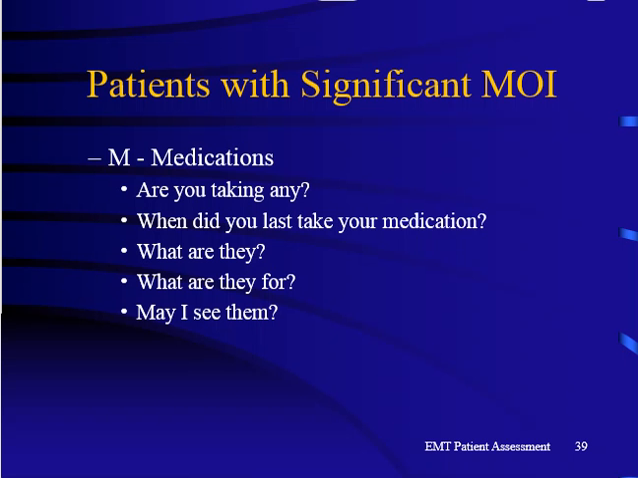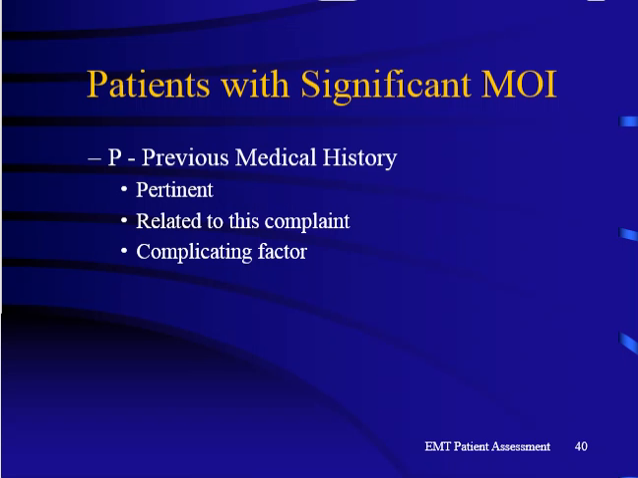Maybe they have a prescription for a narcotic or something that's making them a little woozy. Maybe they took some sleeping medicine, so you want to make sure you know when they took it. What are they taking? What are they for, like we said? And then also, if they do have them, ask them if they have the medicine. Ask them if you can physically look at the medicine and see if you can determine what it is.